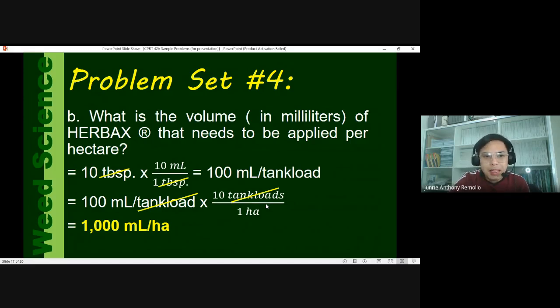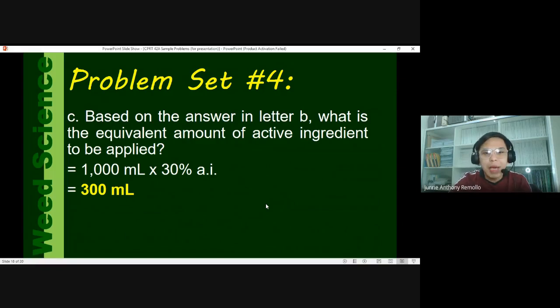And for letter C, based on the answer in letter B, which is 1,000 ml per hectare, what is the equivalent amount of active ingredient to be applied? In order to obtain such, we simply multiply 1,000 ml by 30% AI, which was reflected in one of the given values in our problem, which results to 300 ml. So that's the answer.